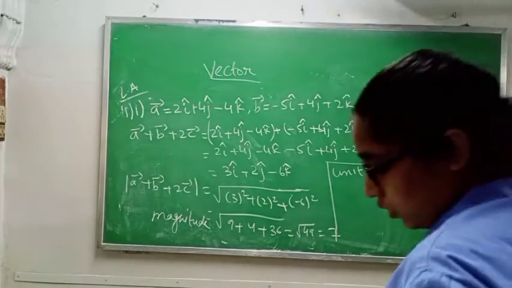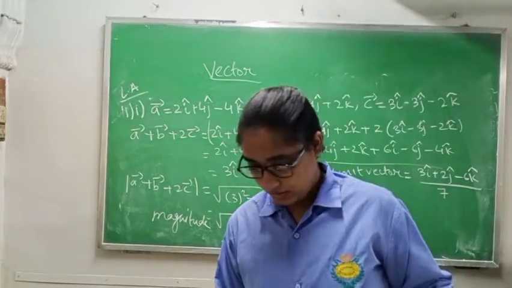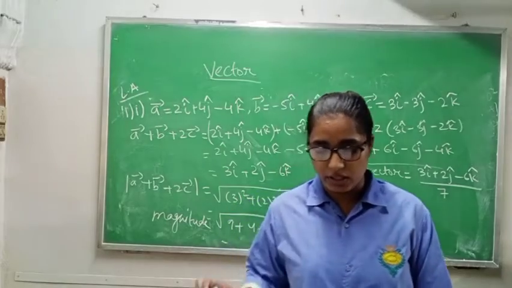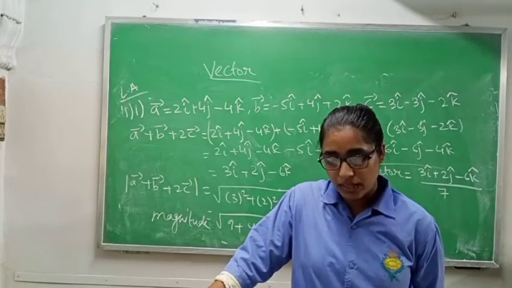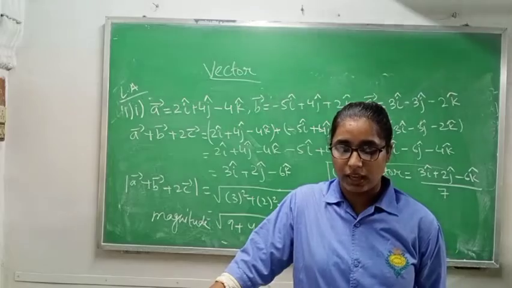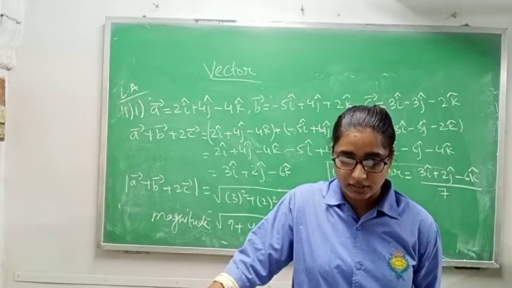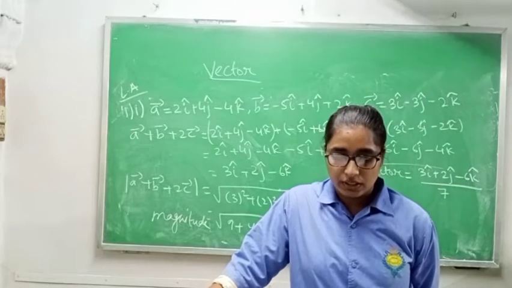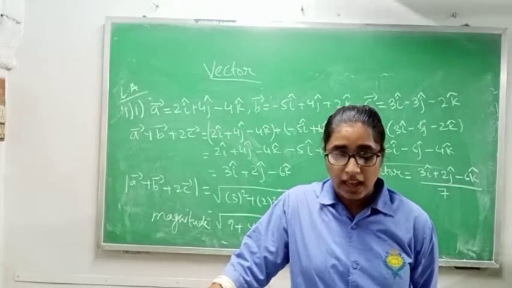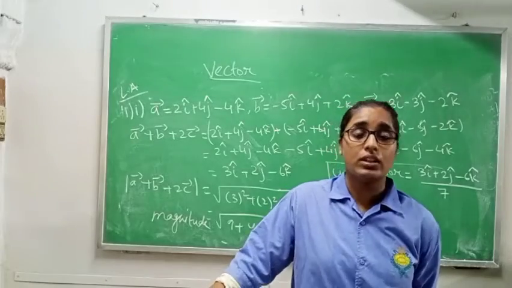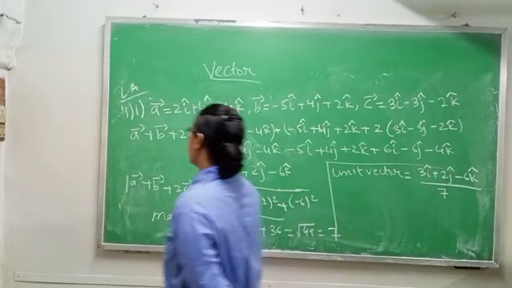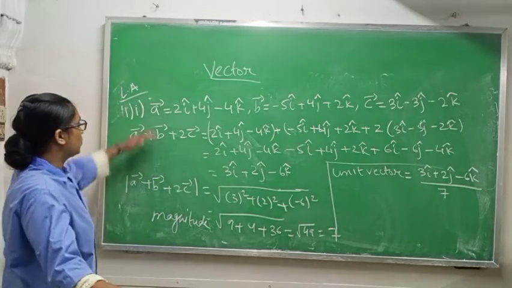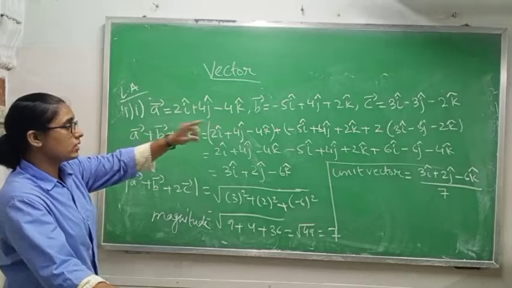Class 12C, now answer question number 1. It is written, if A vector equals 2i cap plus 4j cap minus 4k cap, B vector equals minus 5i cap plus 4j cap plus 2k cap, and C vector equals 3i cap minus 3j cap minus 2k cap, then find the magnitude of the vector A vector plus B vector plus 2C vector and a unit vector in the direction of this vector. It's very easy to do this type of question. Only in this one you have A, B, C, 3 things. So A is given this, B is given that, and C is given that.